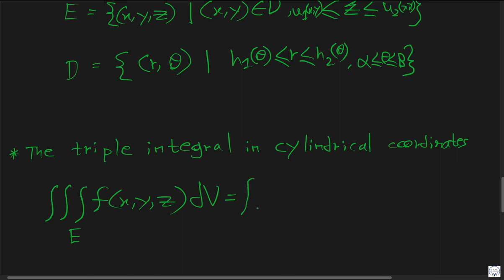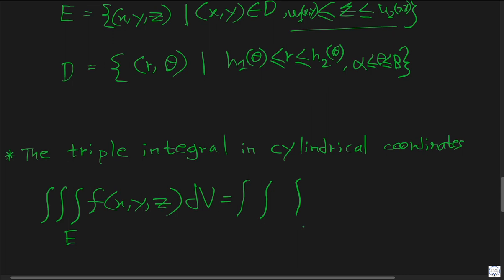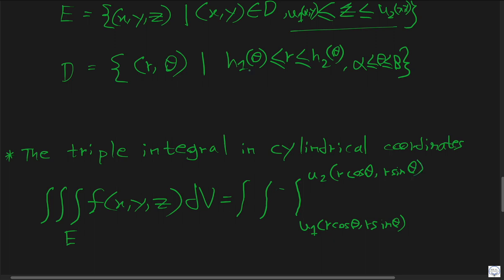Now if I want to do this in the cylindrical system, what we have to do is simply write our limits down. So the first limit we will write down is our z, which is u1 of x comma y, but instead of x we will write r cos theta, because x is r cos theta in the cylindrical system, and y is r sin theta. Similarly, you will have u2 of r cos theta, r sin theta, and we have our r function in between h1 of theta and h2 of theta.